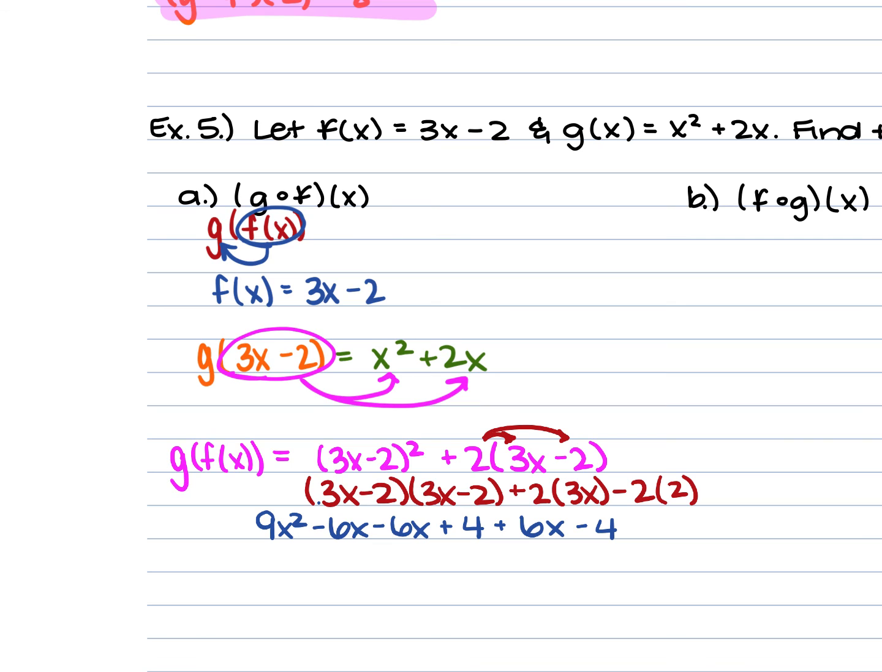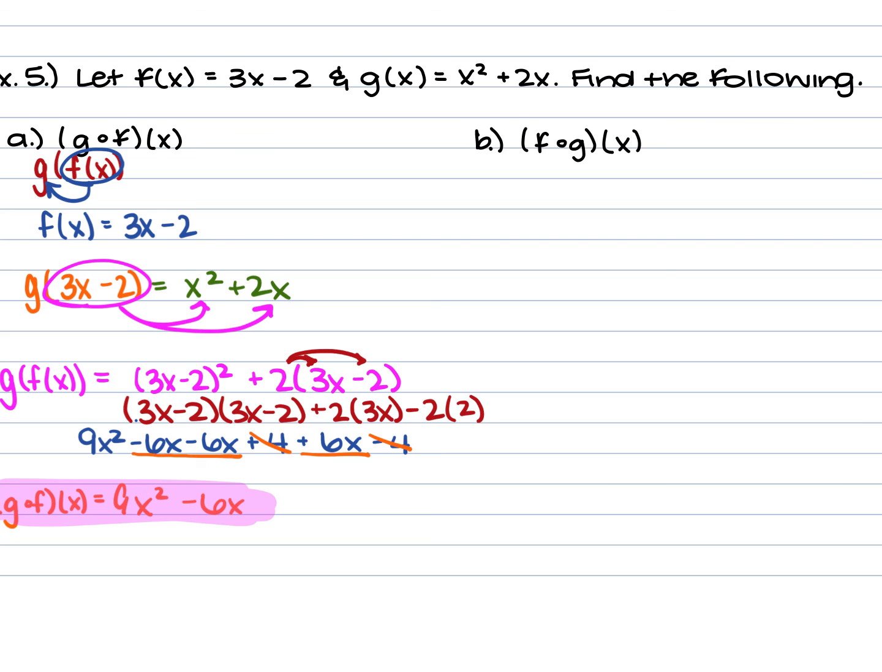Combine your like terms from here. The negative 6x minus 6x is negative 12x, plus 6x gives us negative 6x. That 9x squared didn't match with another x squared term, so put it out front. And the negative 4 and the positive 4 are opposites, so they cancel each other out. So we have g of f of x is equal to 9x squared minus 6x.